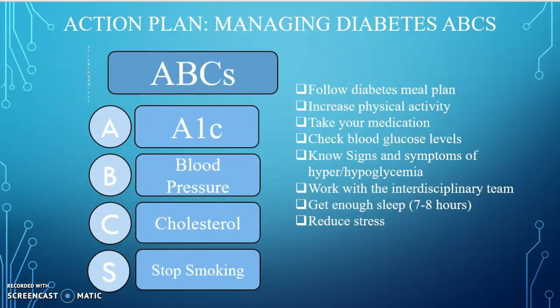While the ABCs are important, it's still crucial that diet, exercise, and medications be incorporated into the action plan. It is also important to know the signs and symptoms of hyperglycemia and hypoglycemia. Get enough sleep, reduce stress levels, and collaborate with an interdisciplinary healthcare team.